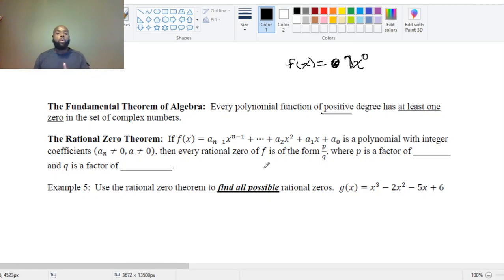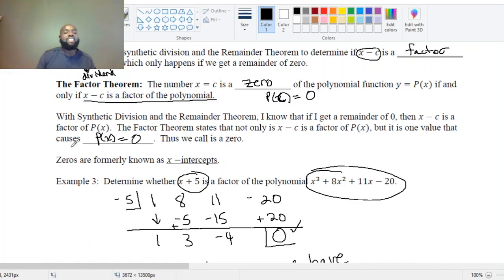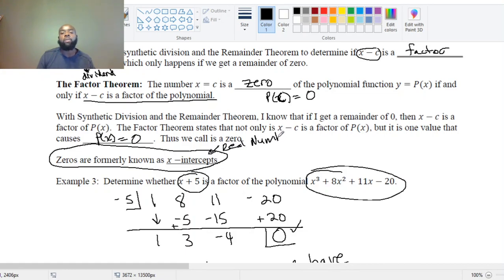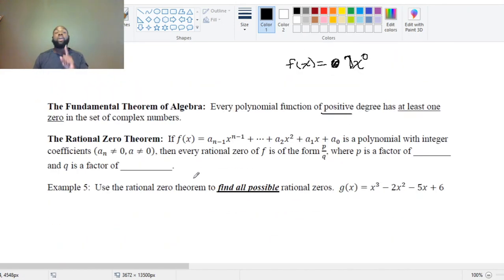And so what we don't want to confuse here, all right, I said zeros are formerly known as x-intercepts. X-intercepts are real numbers because it has to be a real number for it to show up on our graph, because we use the real number line to graph, right? There are some zeros that may not be real numbers. And the fundamental theorem is just saying that you want to have at least one zero in the set of complex numbers.